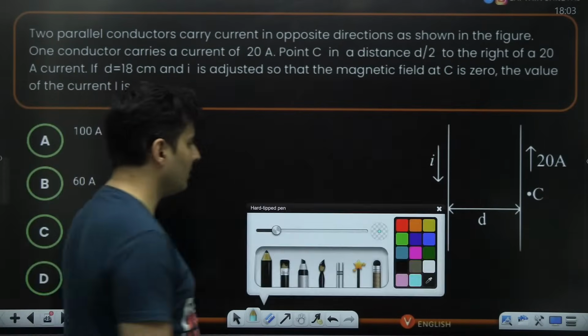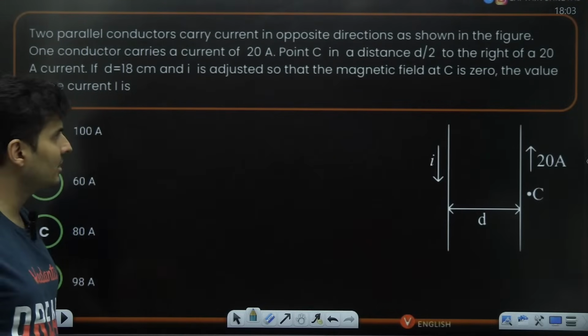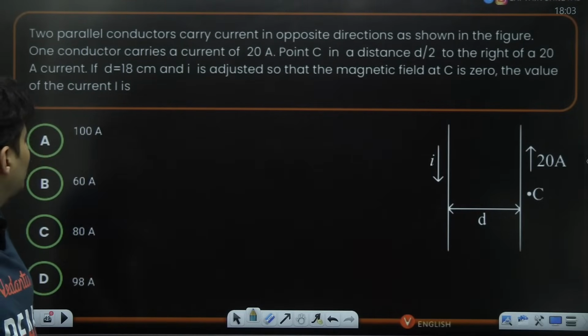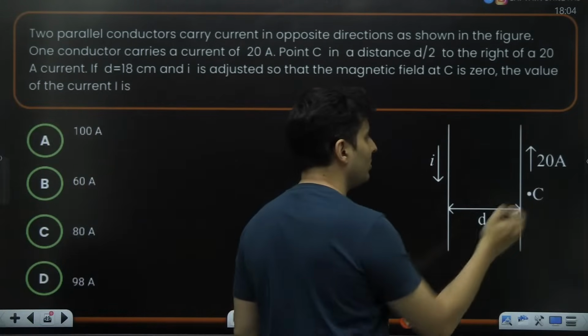Let's go to the question coming up on your screen. The question says there are two parallel conductors. They are carrying currents in the opposite directions. One conductor carries 20 ampere. A point C is at a distance of d by 2 to the right of the 20 ampere current. If D is 18 centimeter and I is adjusted so that the magnetic field at C is 0, then the value of the current is how much? So we want the magnetic field at C to be 0.